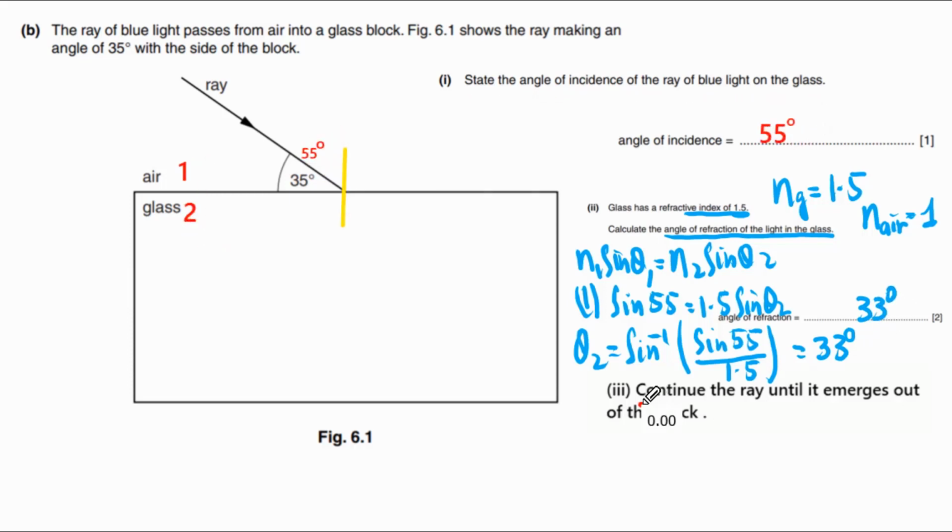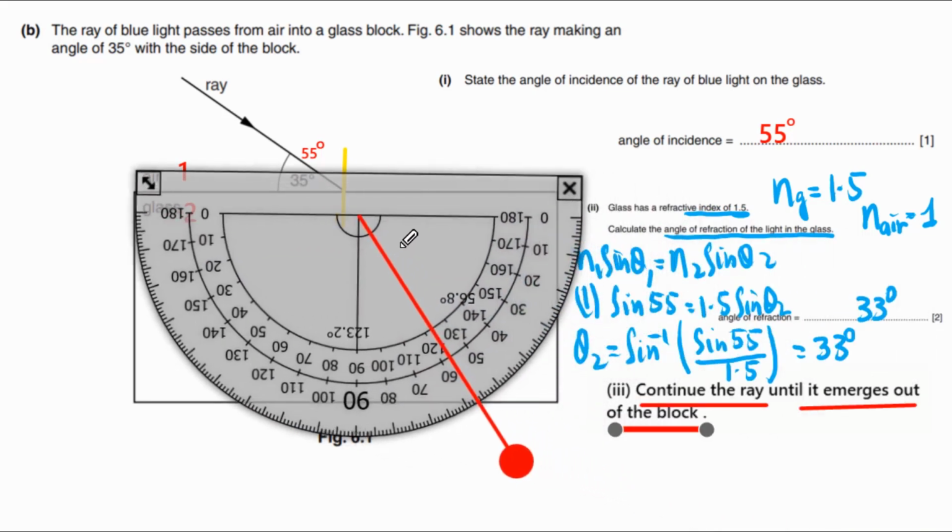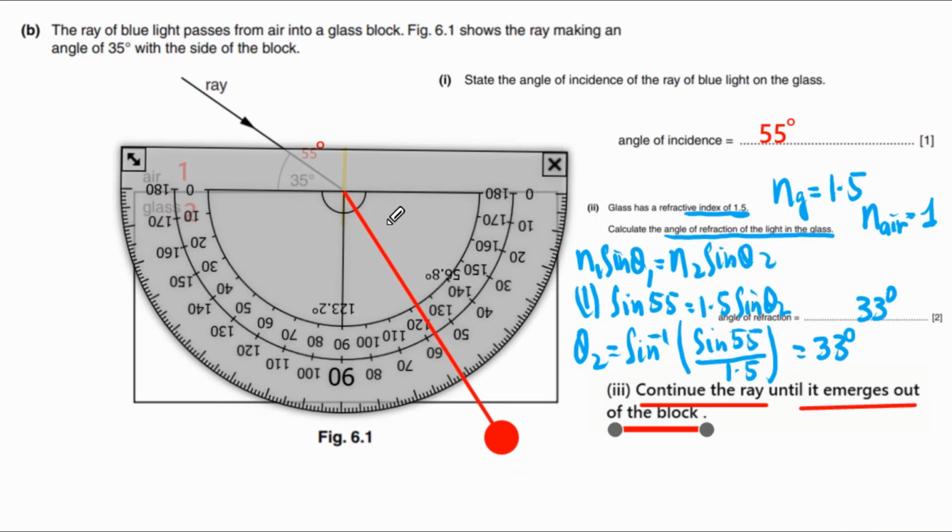For the third part, we need to continue the incident ray until it emerges out of the block. It simply means until it appears on this side. For that purpose, we need a protractor because we need to draw the angle of refraction and the refracted ray. The angle of refraction we have already calculated. This is equal to 33 degrees. So it means we have to measure the angle from the vertical, and that has to be equal to 33 degrees. So this angle is 33 degrees.